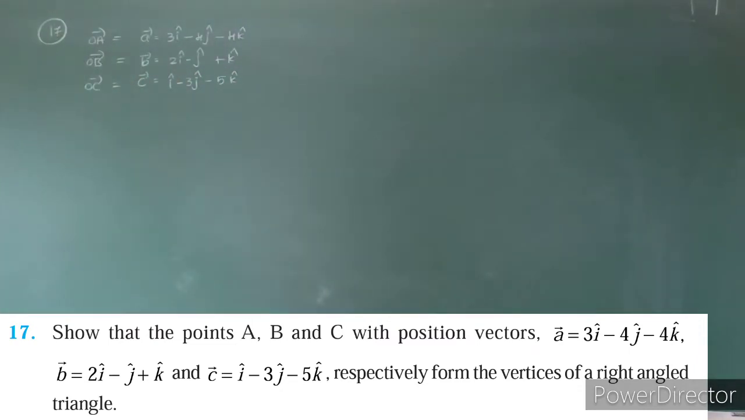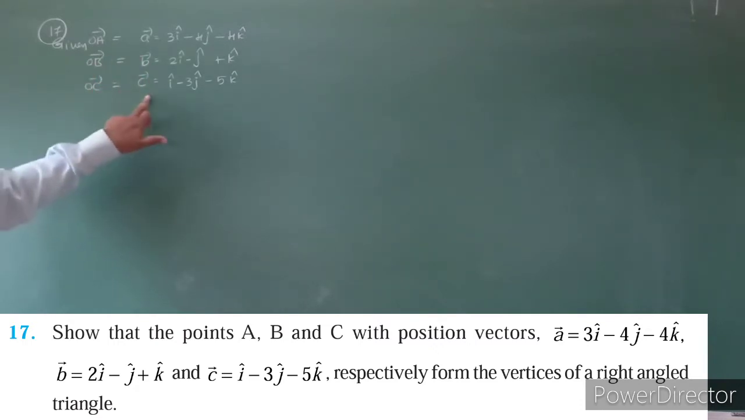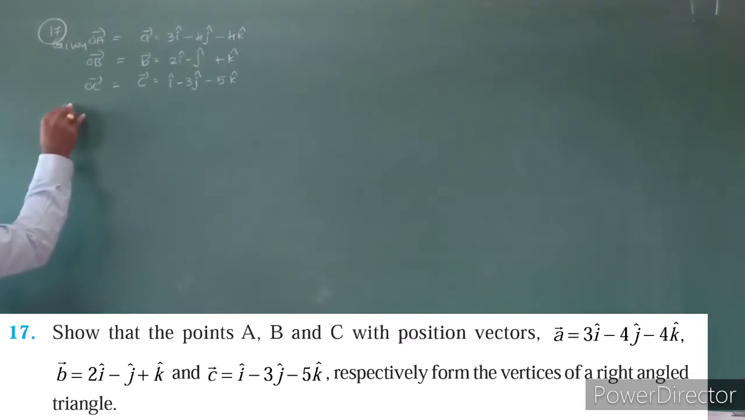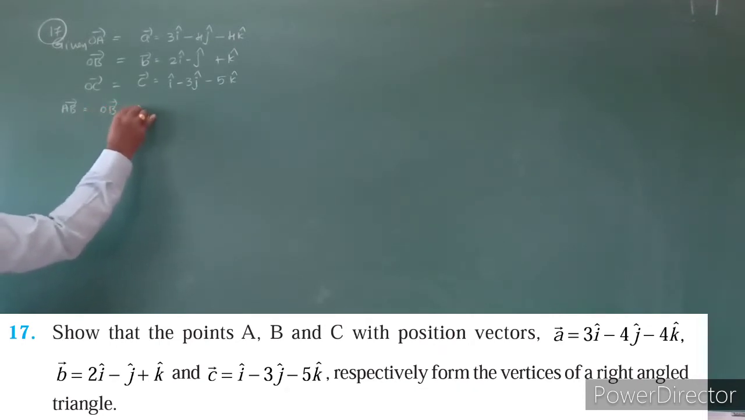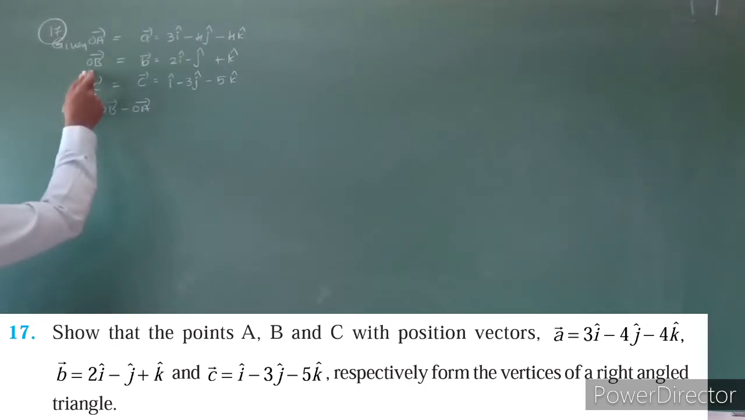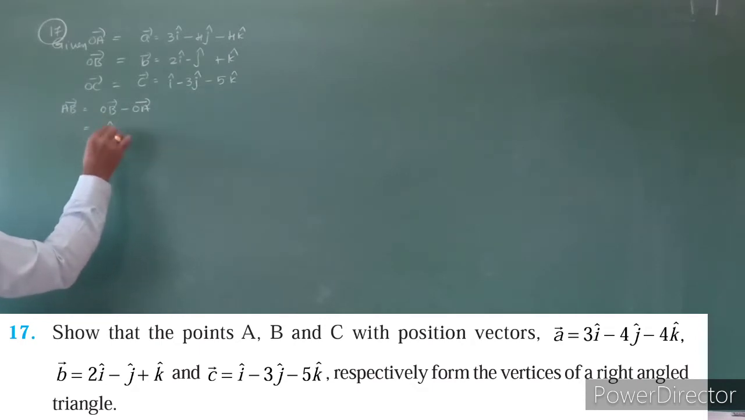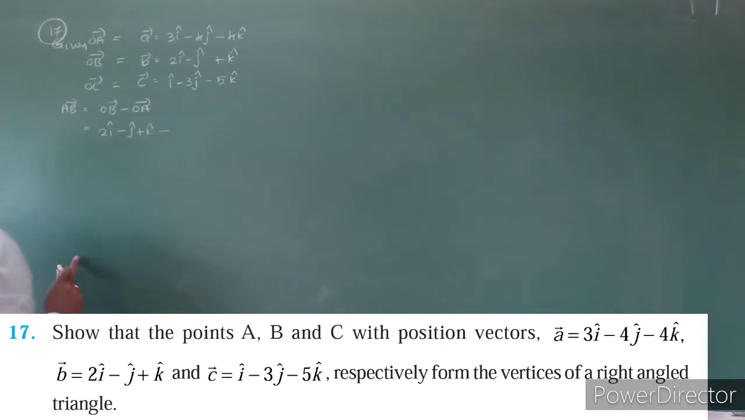So how to solve that one? First they are already given this. The position vector of A is A bar, the position vector of B is B bar, and the position vector of C is C bar. So first I will calculate AB bar. What is AB bar? AB bar is nothing but OB bar minus OA bar. OB bar is nothing but this value, that is 2i minus j plus k, minus OA bar.